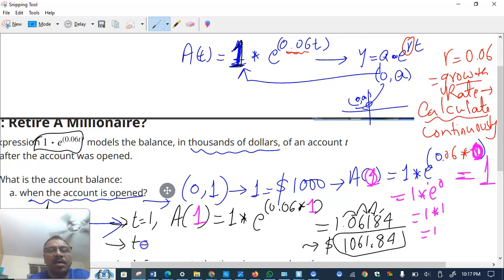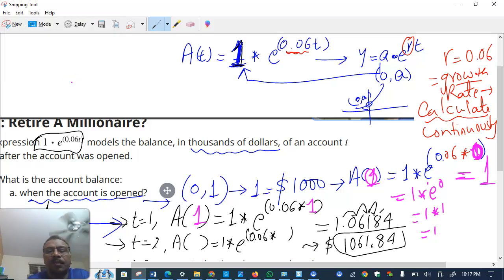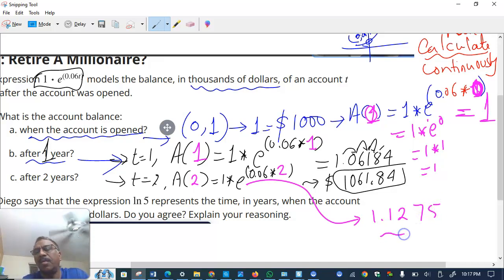And the last one is when t is 2. So we'll have to put the 1 into e raised to 0.06 times, same thing, and when you put 2, you get 1.1275. But then what this basically means is it is in dollars. You'll have to move the decimal. Okay, so that takes care of that.